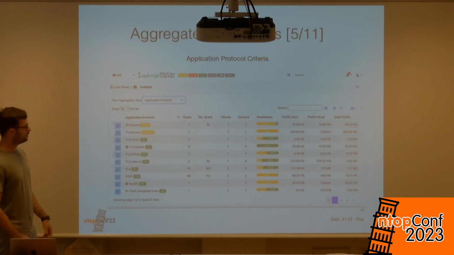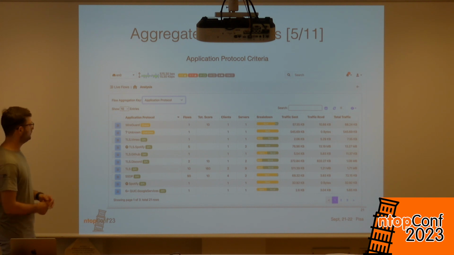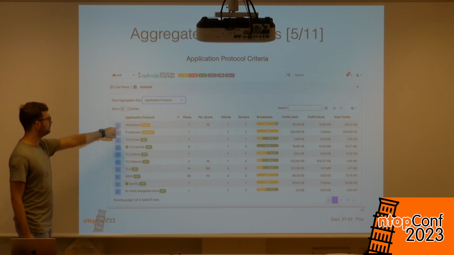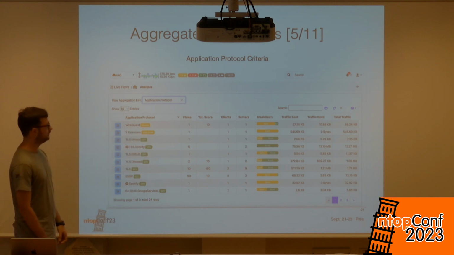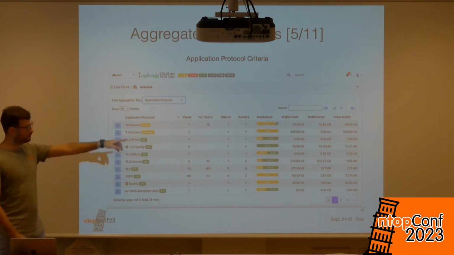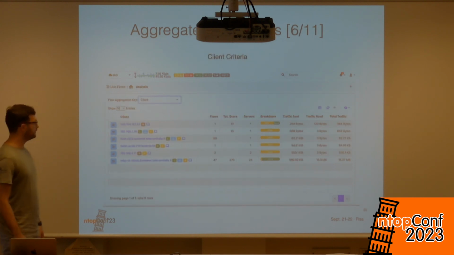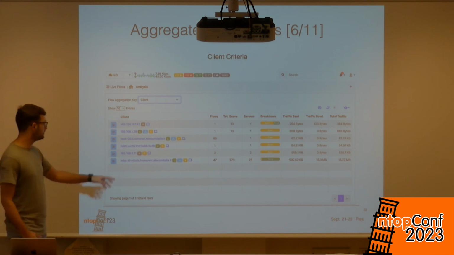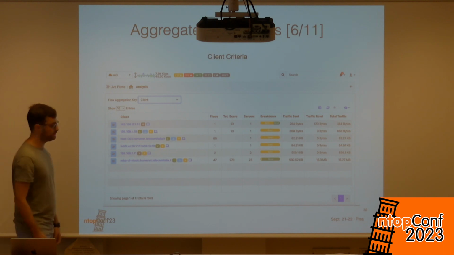And now I will show you all of the aggregation criteria that we have at the moment. With the application protocol, we show the application protocols that the live flows are using at the moment, the count of flows, the total score, the count of clients, count of servers, breakdown, traffic sent, traffic received, and total traffic. For the client criteria, the subject of the page is the client column, and then we always have the same statistics columns.